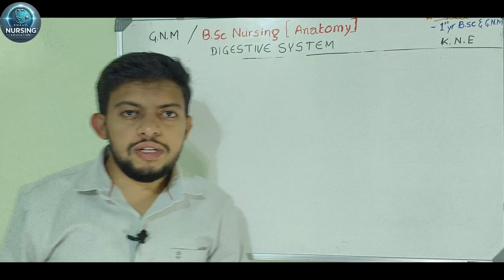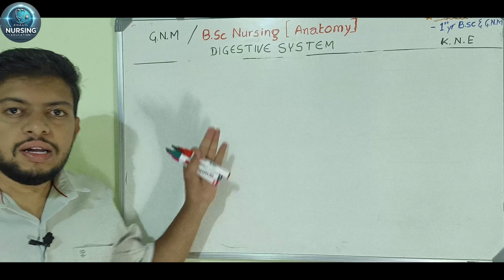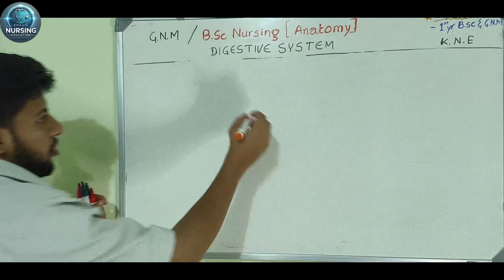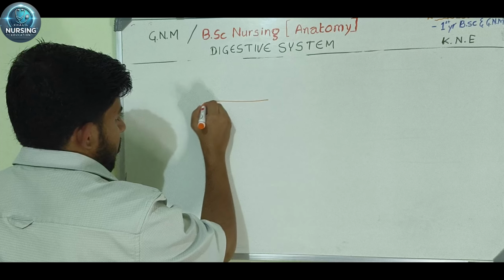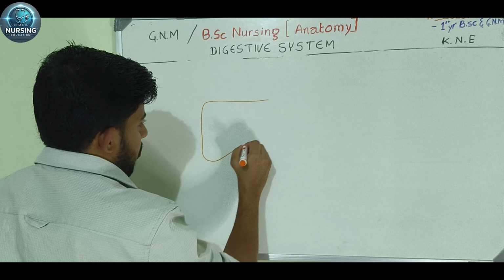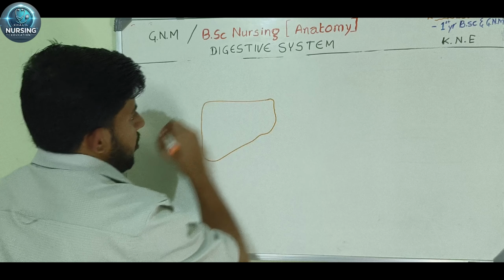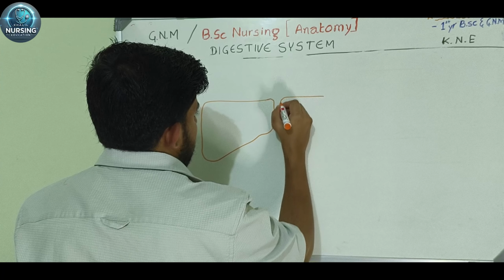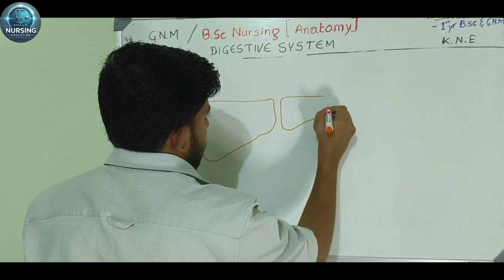In this video, we will discuss how to draw the liver diagram and the biliary tree. First and foremost, we will see the sketch. This is the right lobe. What is this? This is the right lobe of the liver. And this one is the left lobe of the liver.